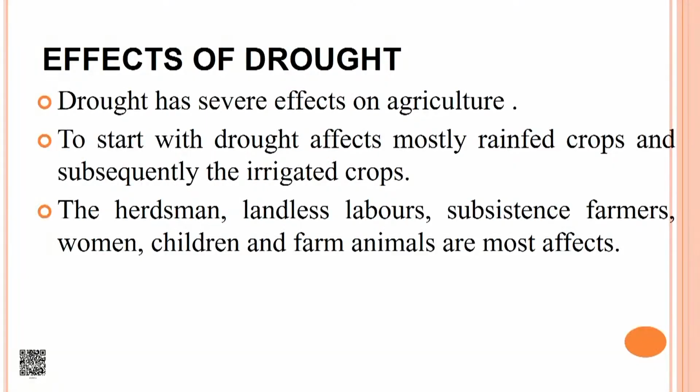And drought also has severe effects. Most severe is the effect on agriculture. To start with drought effects, mostly rain-fed crops and subsequently the irrigated crops, herdsmen, landless laborers, subsistence farmers, women, children and farm animals are the most affected by these droughts. Crop failure leads to large scale starvation and death, and affects dairy activities, timber and fisheries too.